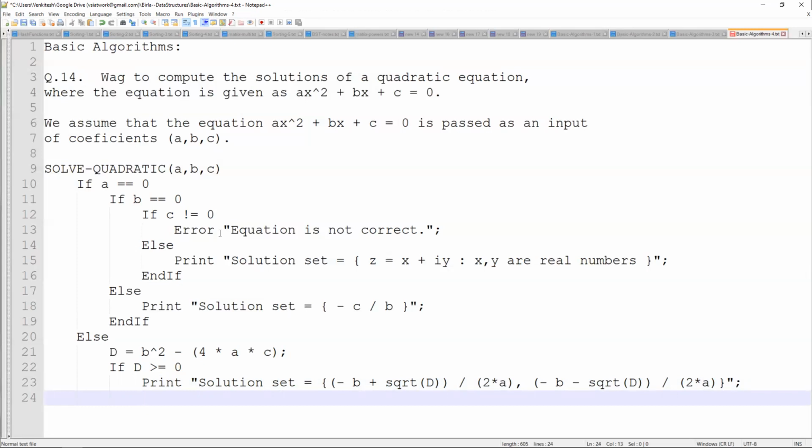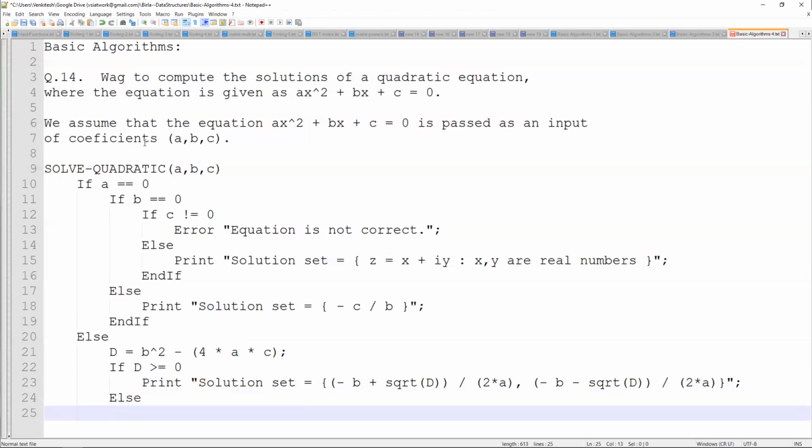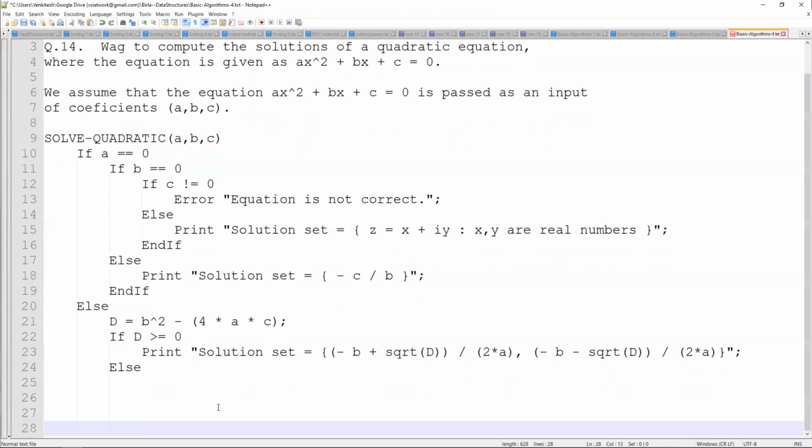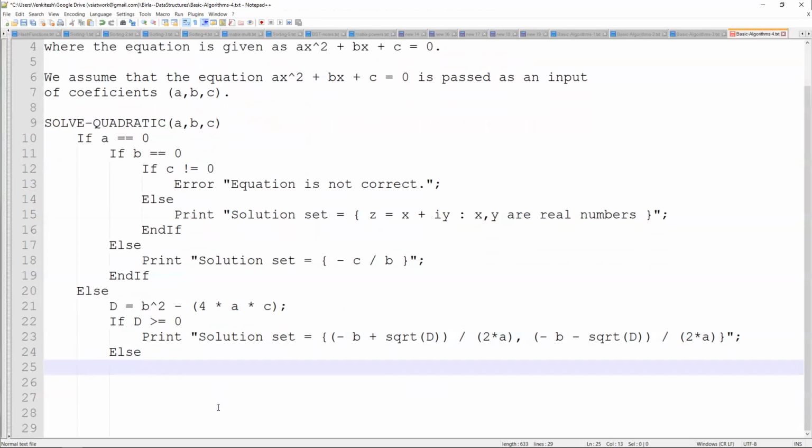These could be equal. When D is equal to 0, you have repeated roots, so this might evaluate to the same number. That is all right. We don't care about that. Okay. Second thing is, if this is not true, so else part, what is the else part? The else part comes when D, the discriminant, is less than 0, right? When discriminant is less than 0, what does that mean?